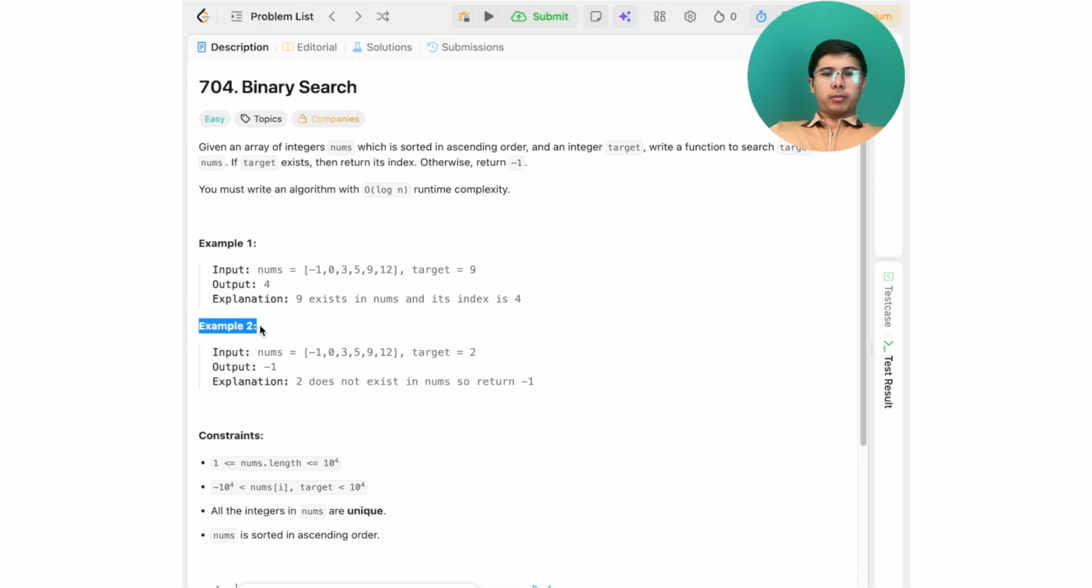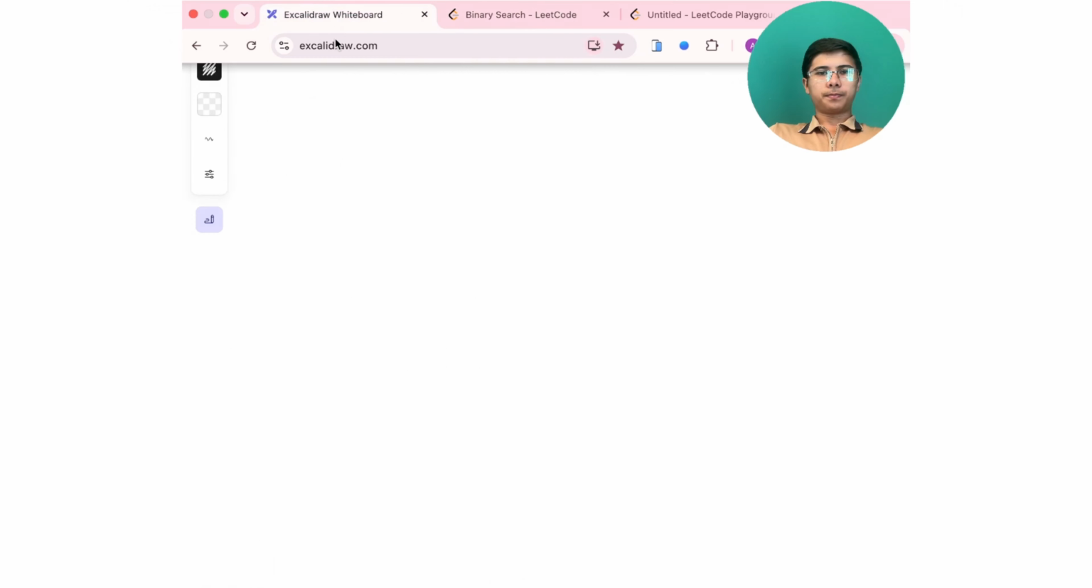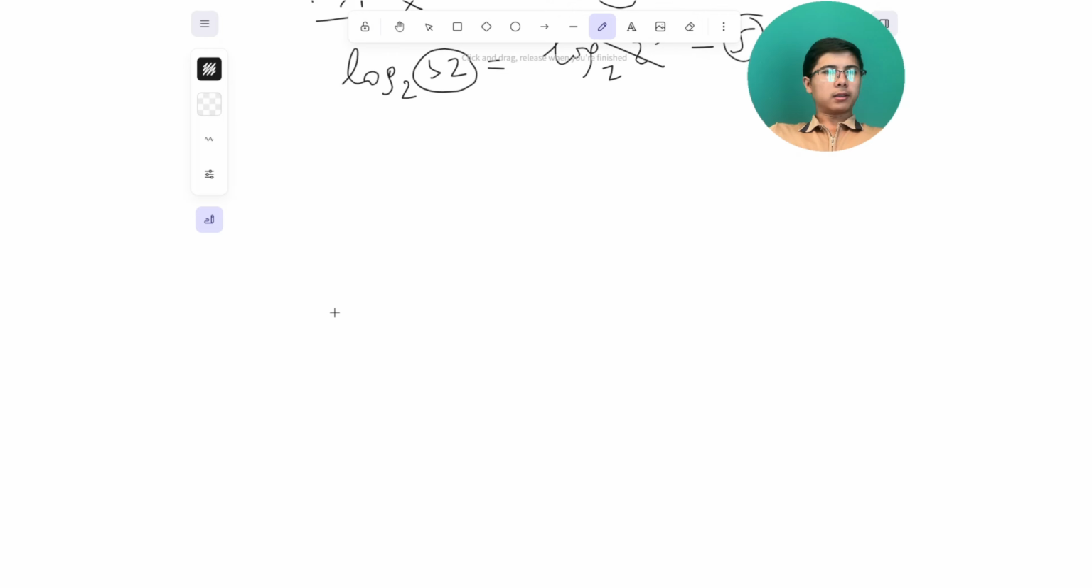So in example 2, if our nums is 0, -1 like these elements, and our target is 2, the output is -1. Why? Because 2 doesn't exist in nums, so we just need to return -1. So the question is understandable.